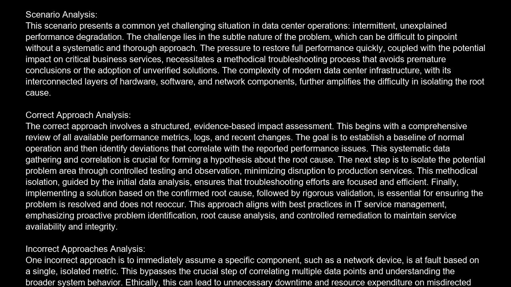Incorrect approaches analysis. One incorrect approach is to immediately assume a specific component, such as a network device, is at fault based on a single, isolated metric. This bypasses the crucial step of correlating multiple data points and understanding the broader system behavior. Ethically, this can lead to unnecessary downtime and resource expenditure on misdirected troubleshooting efforts, potentially impacting service-level agreements, SLAs, and client trust. It also fails to adhere to a structured problem-solving methodology, which is often implicitly or explicitly part of professional IT operational guidelines.